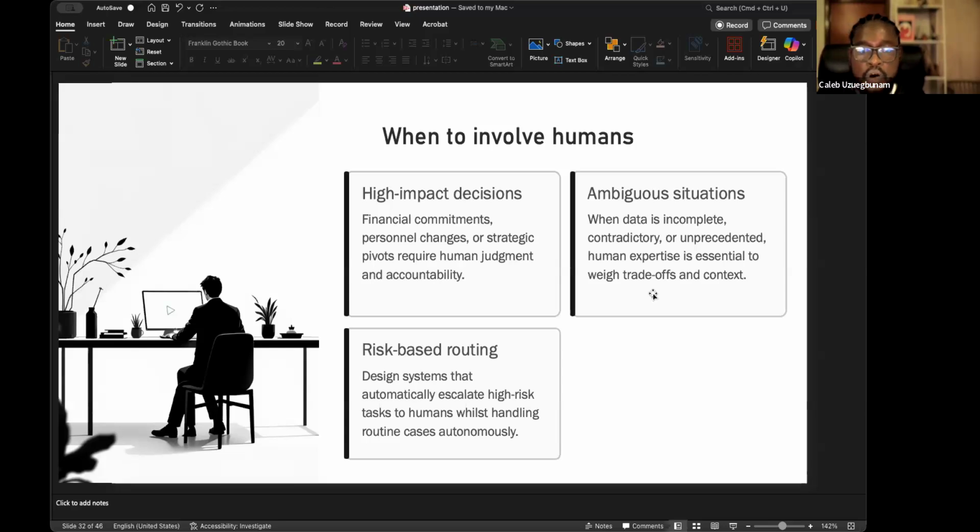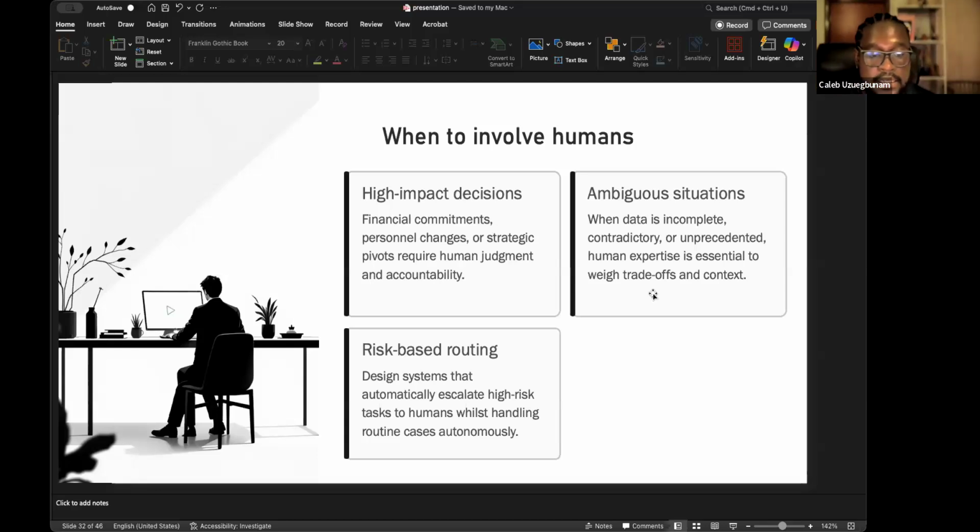High impact decisions like financial commitments, checking out a cart, or personnel changes like making a new hire or making a new hiring recommendation, or strategic pivots that require any sort of human judgment. These are the points where humans still need to hold the reins. AI can help to kind of nibble around the inefficient parts of the workflow, but in the high stakes parts of it, humans still need to be involved, at least for now anyway.